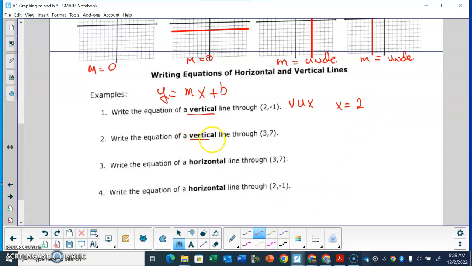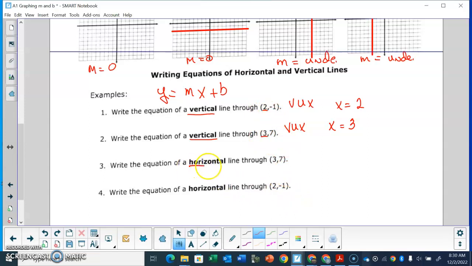So here we go, vertical line again. Oh, by the way, when we do this, the slope is undefined. So we don't have a y-intercept, and we don't have a y. So vertical line again, VUX. It's going to be x equals 3. So I just need to look at the x values when I have a vertical, or a VUX.